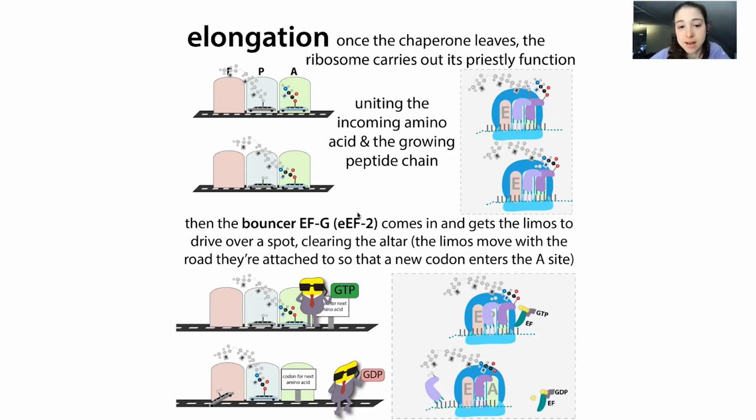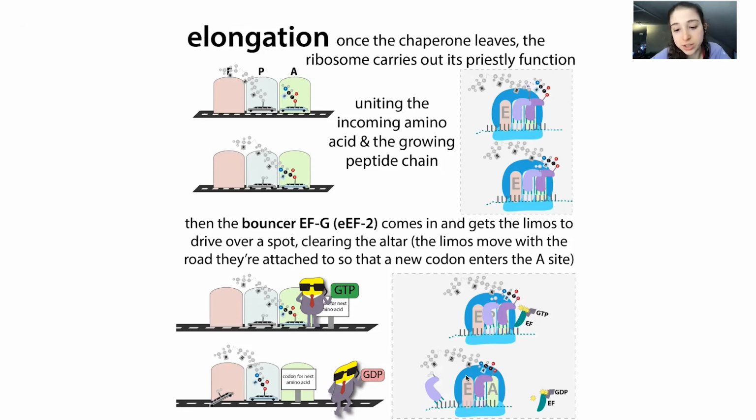So now we're going to have our bouncer come in. It's another elongation factor, EF-G or EF2. It's going to come in and get them to move over a spot. And so once again, we're going to see the spending of GTP, so we can get a conformational change, or shape change, that will encourage us to move over, and the GDP-bound form to leave.